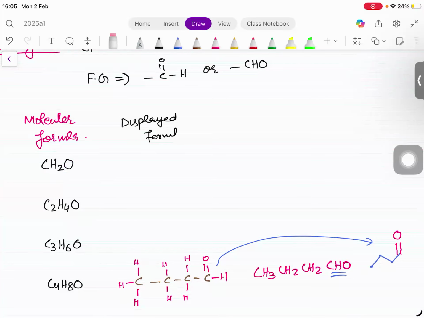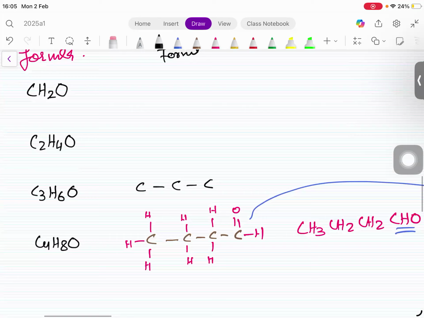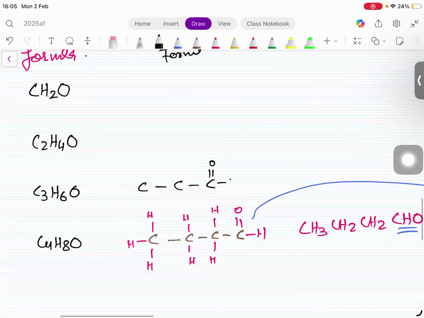Do we write CHO or like COH? CHO. On which side? Let me draw it. Look at this. 1, 2, 3. Look at this, 3 carbon. Here is the double bond O and H. And then how many hydrogens? 2. And then 3 here.